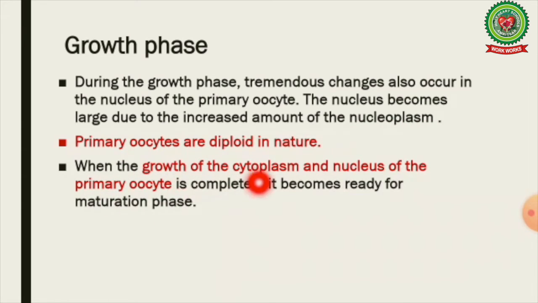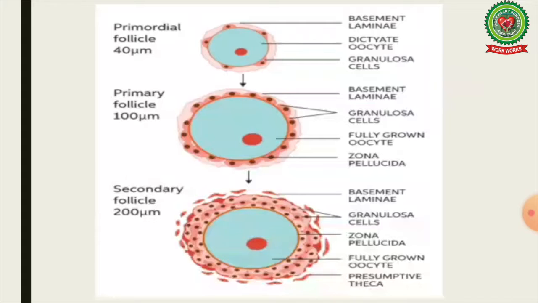When the growth of the cytoplasm and nucleus of the primary oocyte is completed, it becomes ready for the maturation phase. In this image, we can notice the changes that occur in the primordial follicle, forming a primary follicle and then forming a secondary follicle, which is formed in the maturation phase, having the different layers.